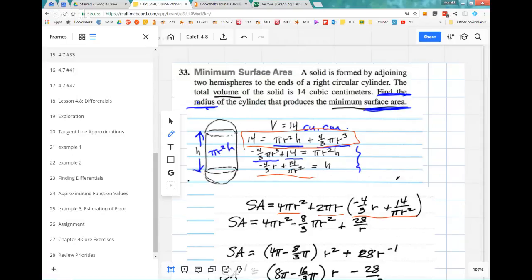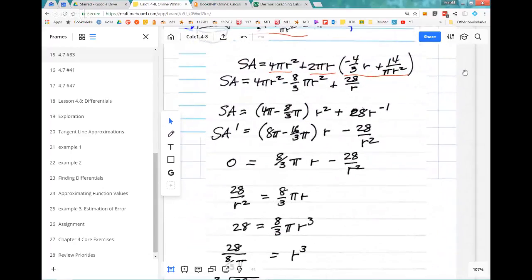All right. So I know this looks a little bit messy, but now it's time to try to simplify this a little bit. So I have 2 pi r times this quantity. So I multiplied out the distributive property. So 2 pi r times -4/3 is -8/3 pi r squared. 2 pi r times 14 over pi r squared. We get 2 times 14 is 28. The pi and the r cancel, and you just have an r left on the bottom. All right.